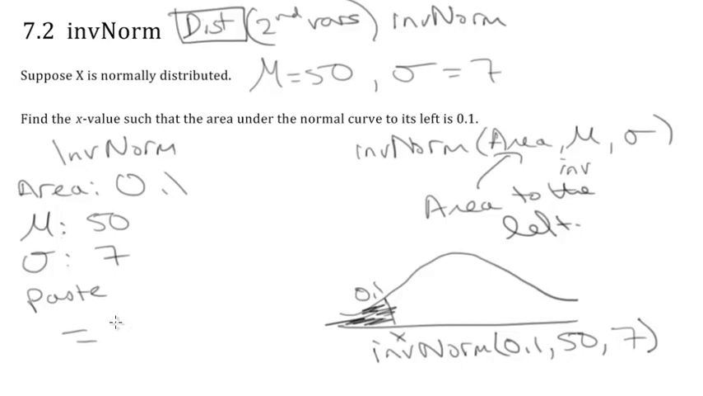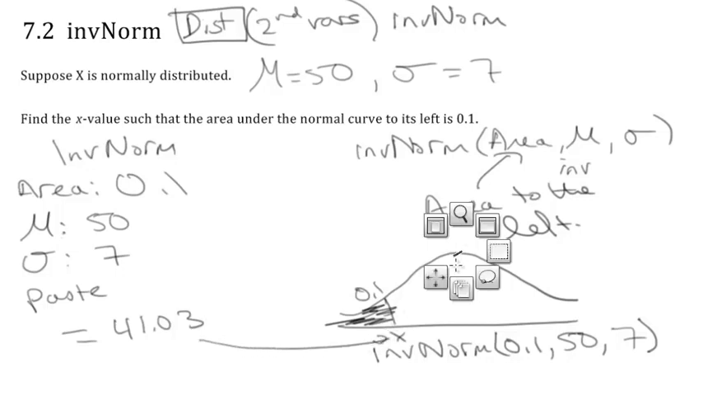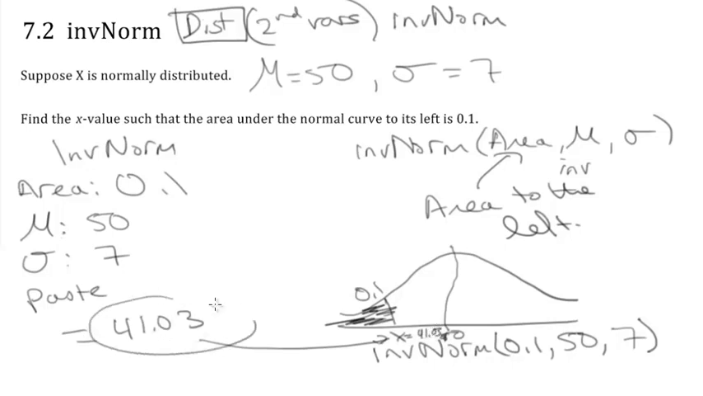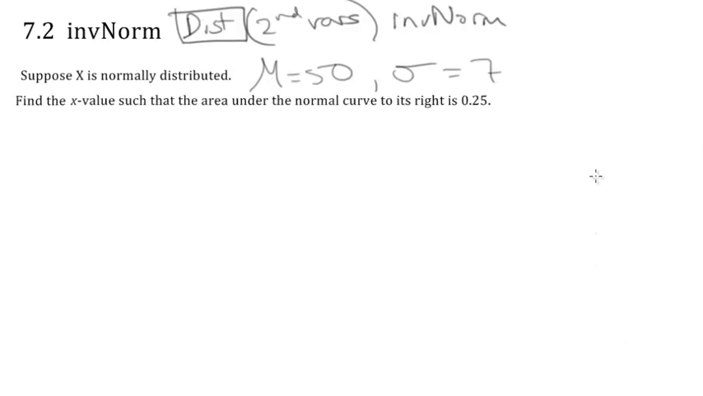Our x value is going to be 41.03. I rounded that a little bit. So here was the mean, and this value here is going to be 41.03. So that was the answer we were looking for. But this question does get a little bit harder, of course. So let's clear the screen and try another version of this question.